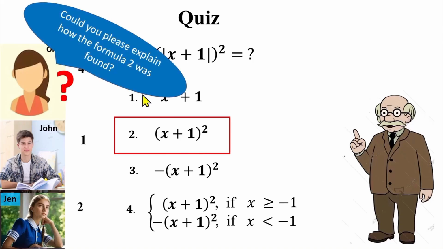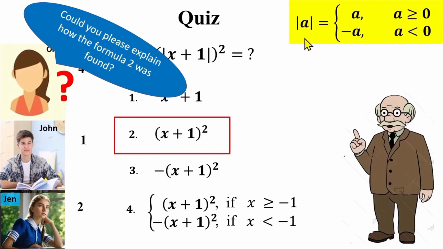How the formula 2 was found, asks online student. Now let's consider definition of modulus. It is here. We see that if we find square of the modulus, then the square of the right-hand side will be square of either a or negative a, and in both cases it gives us a squared. And this is a proof of this formula.